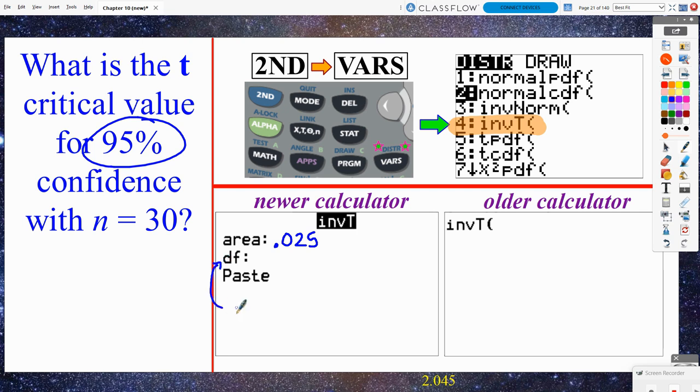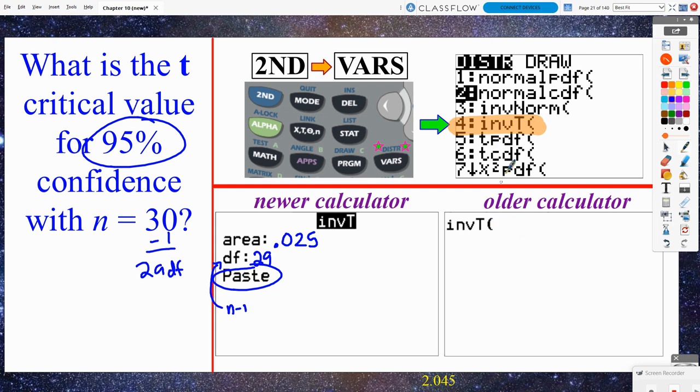Degrees of freedom is our sample size minus 1. So sample size is 30 minus 1. We have 29 degrees of freedom. So put in 29 there, do paste, press enter. For the older calculators, you may not have inverse t. I may have to give you that particular program so that you are allowed to use the inverse t function.